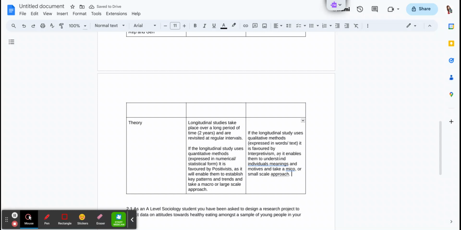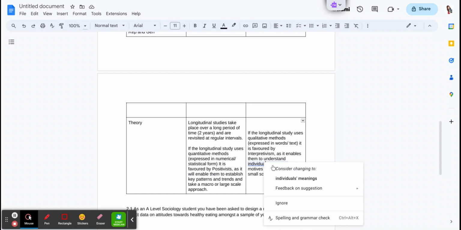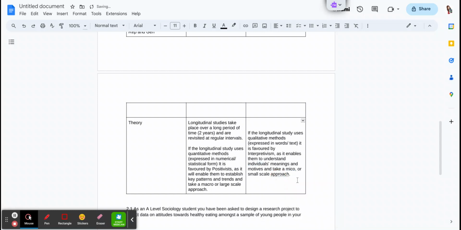Well, if the longitudinal study is qualitative, and remember they can be both, then that would be favoured by interpretivism, as it enables them to understand individuals' meanings and motives and take a micro or small scale approach. That's theory done. That's all paragraph 1. Basically, favoured by both, so I discuss both of them.